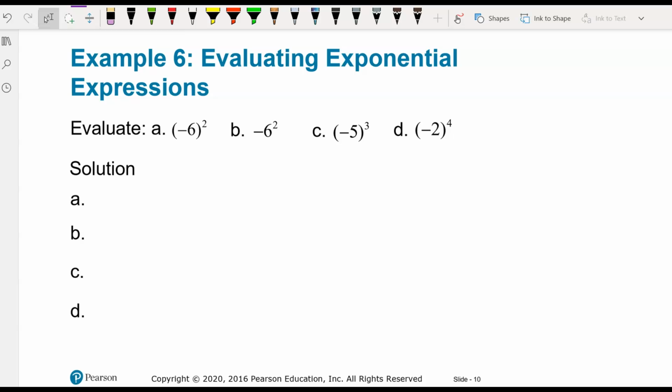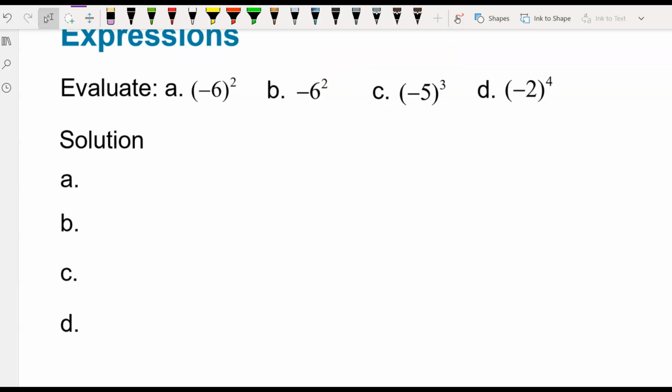All right, now exponentials. So remember, we're just doing those. So negative 6 squared is negative 6 times negative 6. So that makes a positive 36. The difference here is this is negative 6 times 6. So it's like that negative is on the outside. So this one would be negative 36.